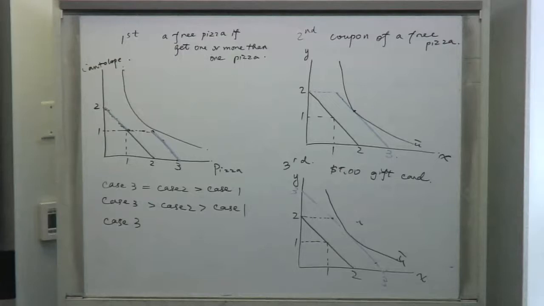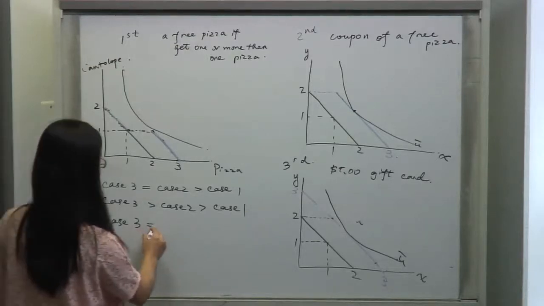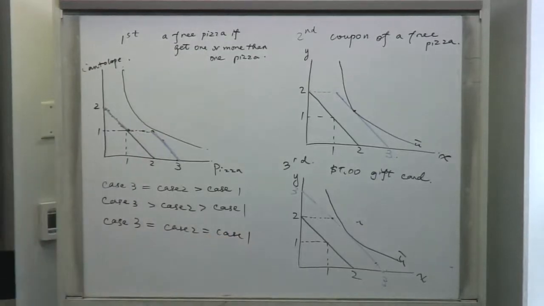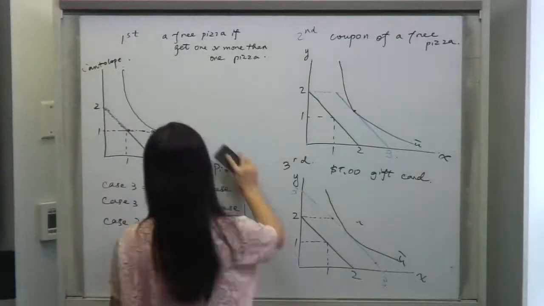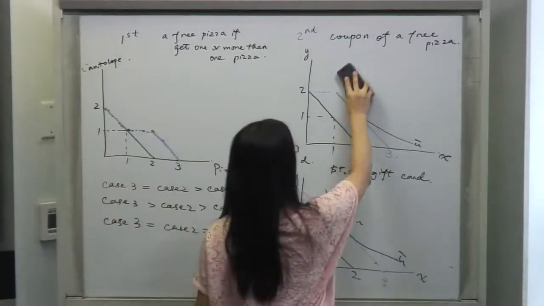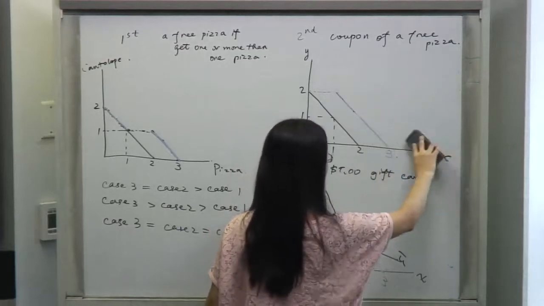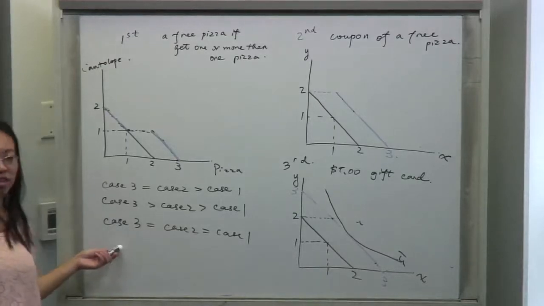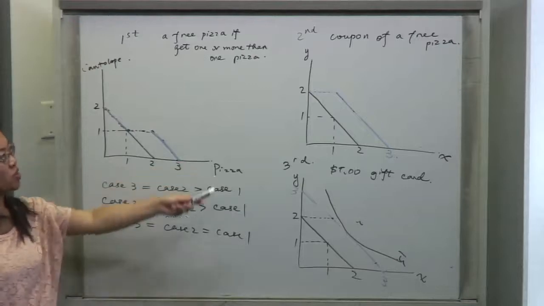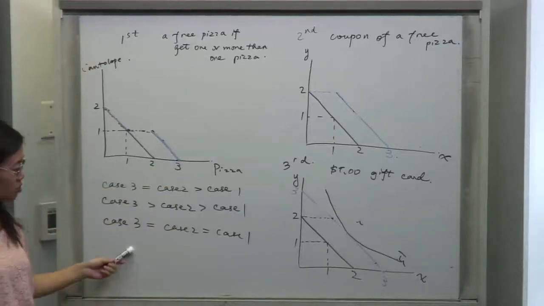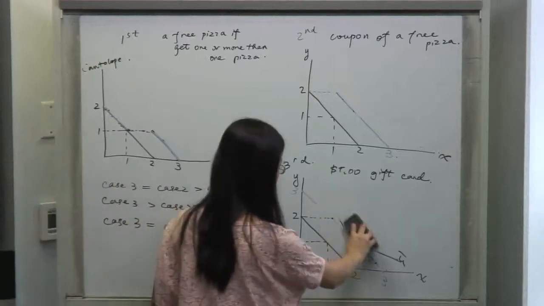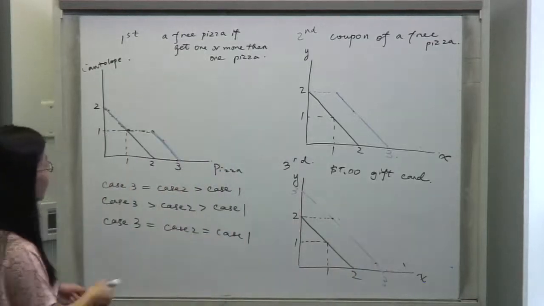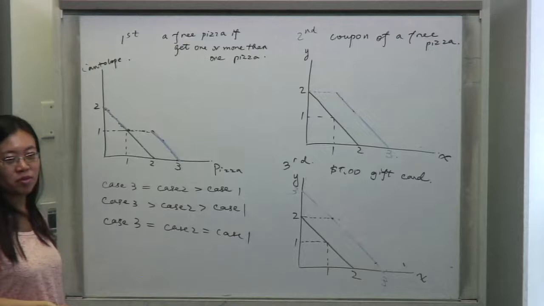Okay, so the next scenario is what? Case 3 is equal to case 2 is equal to case 1. What kind of person are we talking about now? Pizza. You guys like pizza, right? The pizza lovers. Pizza lovers, they don't care. If here you can get free pizza, here you get free pizza. For the pizza lovers, what does the indifference curve look like? The curve is below the quantity of one. And we don't want to come here, right?